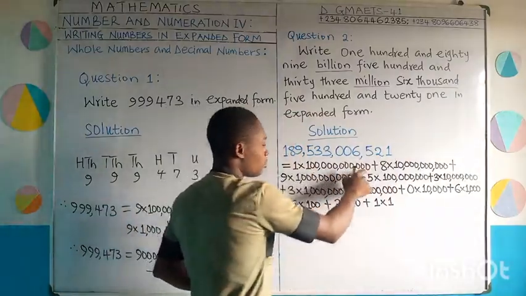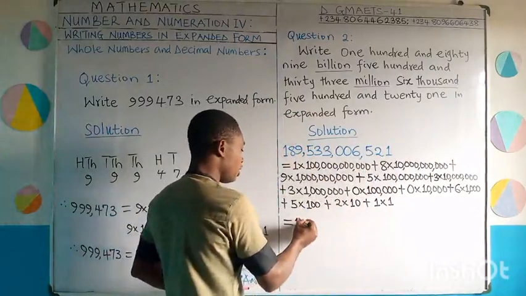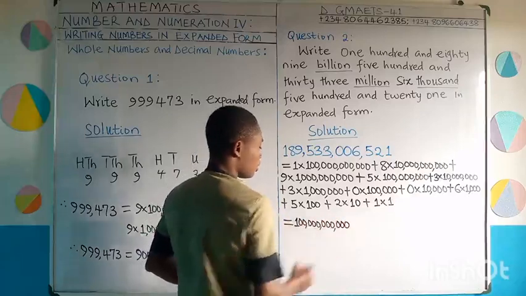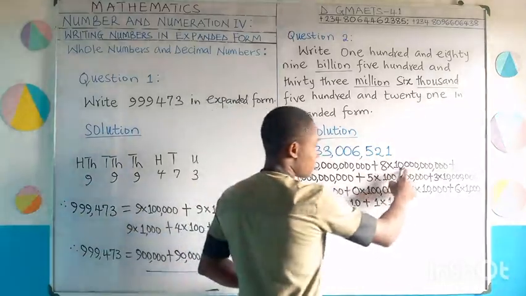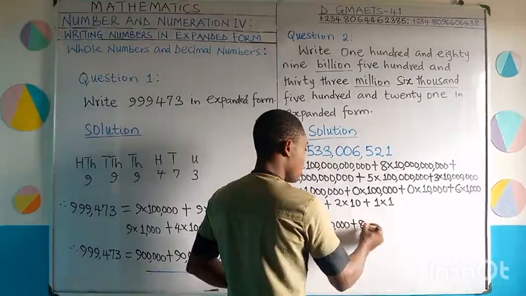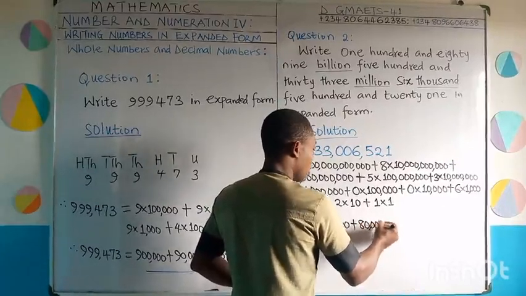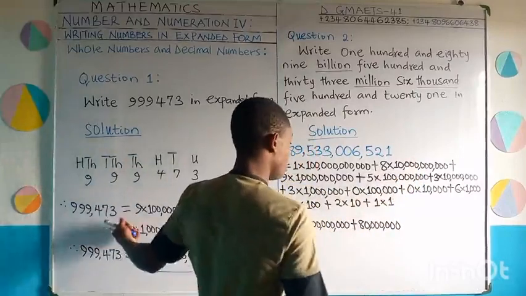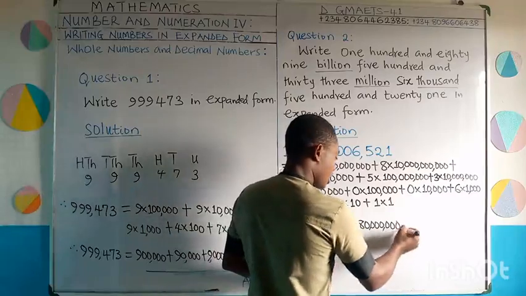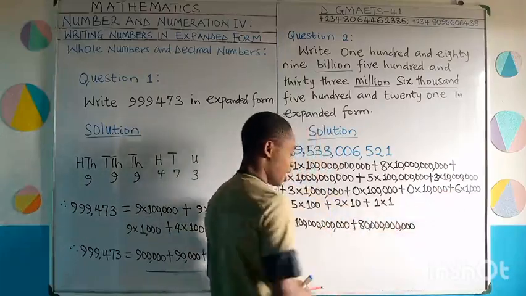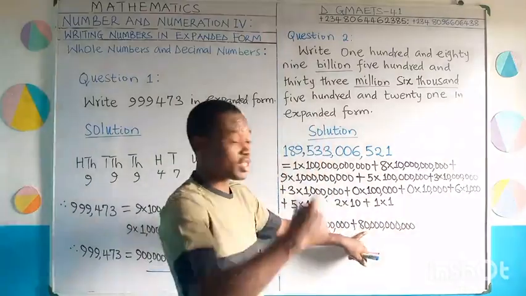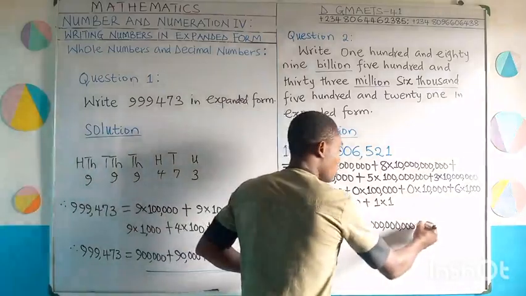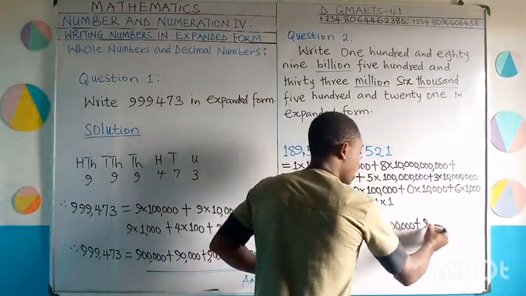1 times this 100 billion will give us 100 billion. Good. Next, 8 times 10 billion will give us 80 billion. I've told you how to get the answer of that, how you can multiply fast. I showed you in question number 1. So 80 and then billion. Billion is 9 zeros, and they have 80, an extra 0, making it 10 zeros altogether. The next one is 9 times 1 billion, which will give us plus 9 billion.